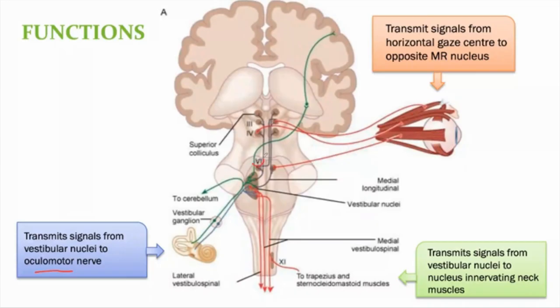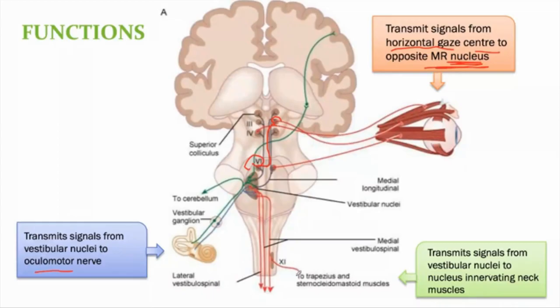Here it is the sixth nerve. It will send the impulses to cross the midline on the opposite side in order to connect to the third nerve nucleus, so that both horizontal recti will contract together. So the left lateral rectus and right medial rectus will both contract together. So again, it will cause transmission of signals from the horizontal gaze center to the opposite medial rectus nucleus. Also, it can transmit signals from the vestibular nuclei to the nucleus innervating the neck muscles.